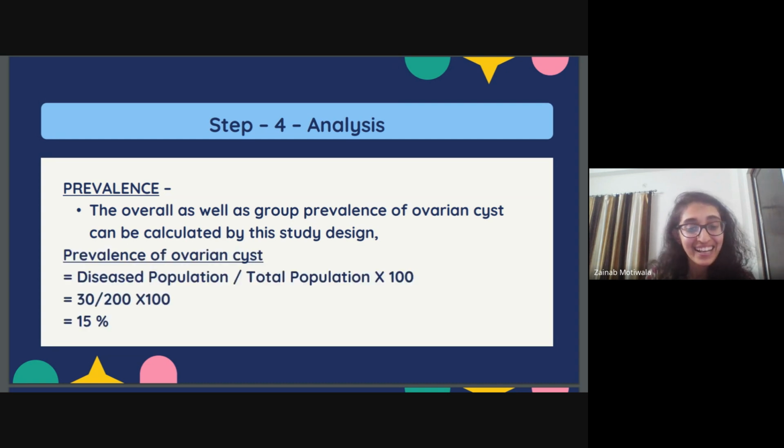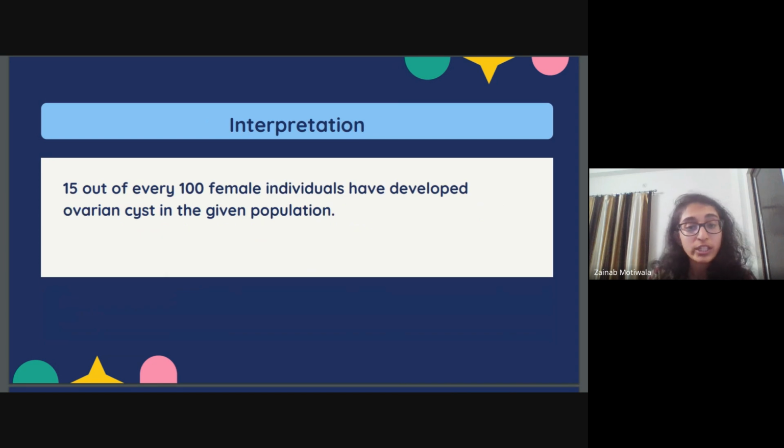Wonderful. You all are right. It's 15%. So again, this goes the same way. We take the disease population divided by the total population multiplied by 100. So that would be 30 upon 200 into 100, which is 15%. Now we talk about the next step.